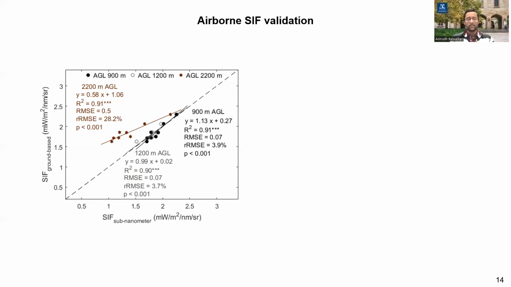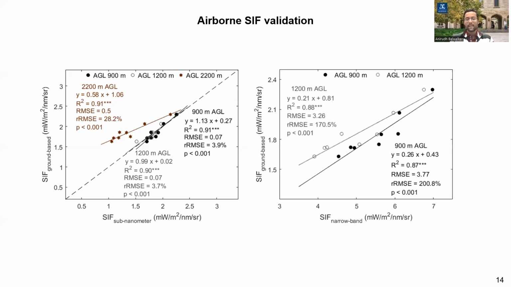However, for the higher altitude of 2200 meters, there was a lack of correspondence due to the altitude, which I explained earlier, due to the bias effect. Similar results were obtained for the narrowband quantified SIF validation, where at both 900 and 1200 meter altitudes, the R square was higher than 0.85, showing a good, strong relationship.